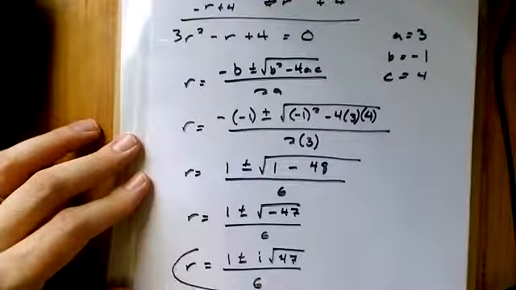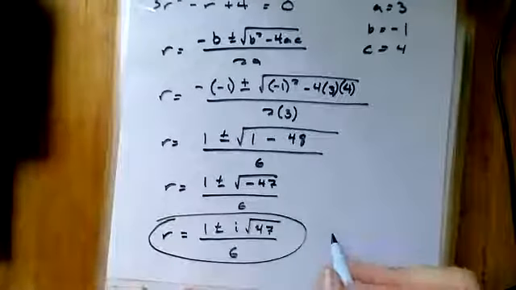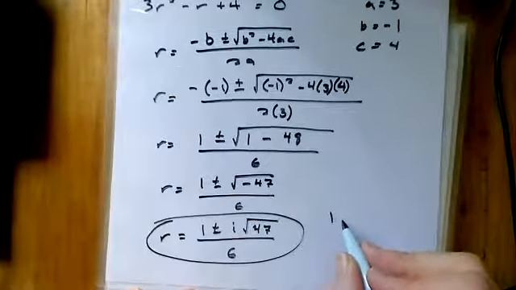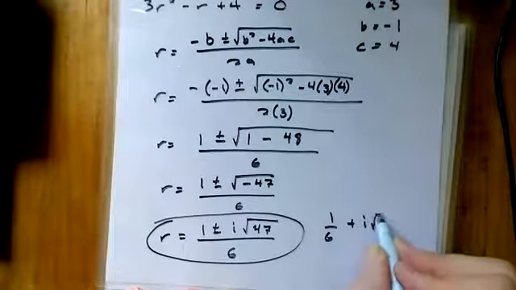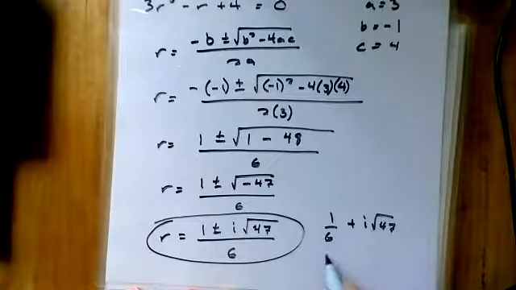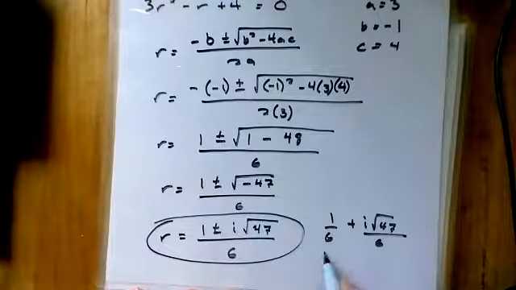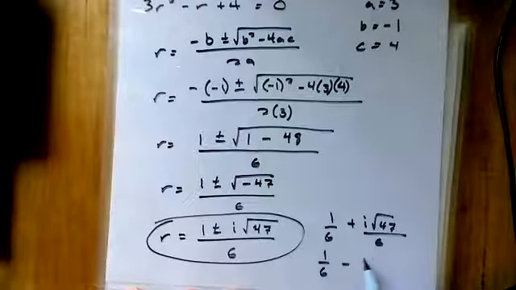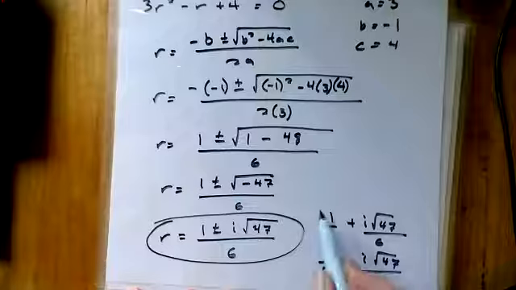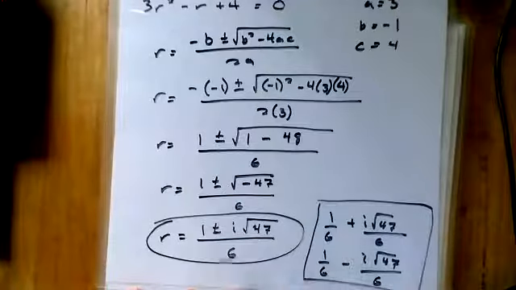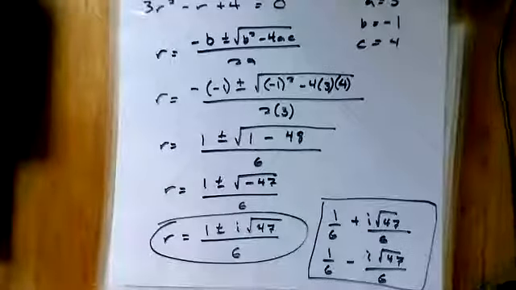Your answers don't always have to be real. And you could think of this as 1/6 plus I square roots of 47 over 6, or 1/6 minus I square roots of 47 over 6. Alrighty, that's what we got.